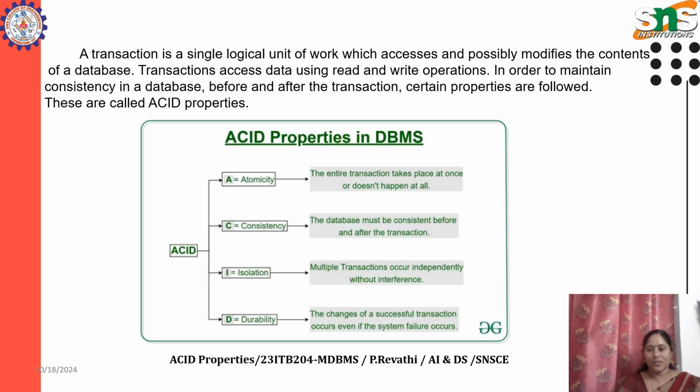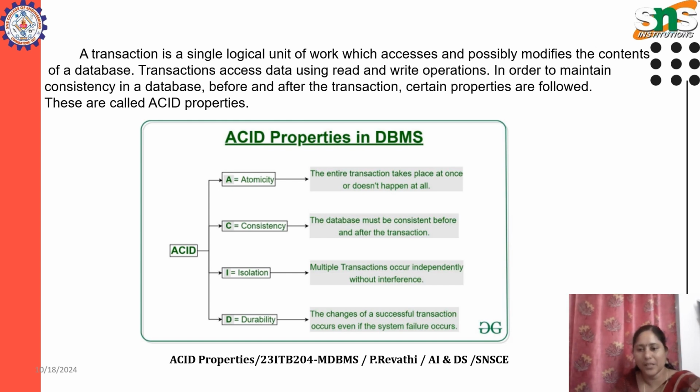What is meant by transaction? A transaction is a single logical unit of work which accesses and possibly modifies the content of a database. Transactions access data using read and write operations. In order to maintain consistency in a database, before and after the transaction, certain properties are followed. These are called ACID properties.